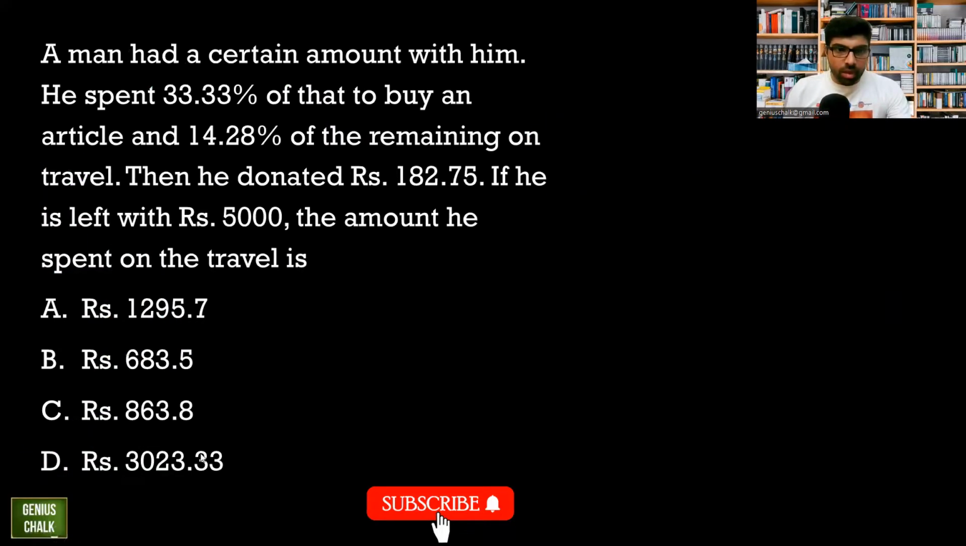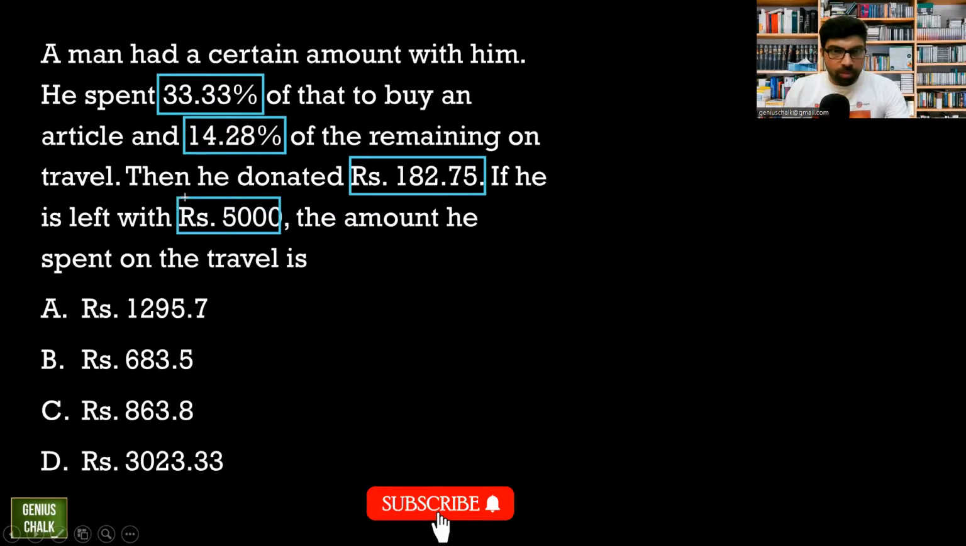Next one, a man had a certain amount with him, and he spent 33.33% to buy an article. Okay, please circle these percentages. Then 14.28% of the remaining on travel. Then he donated this much somewhere. Then he is left with 5,000 rupees. Now find the amount he spent on the travel.